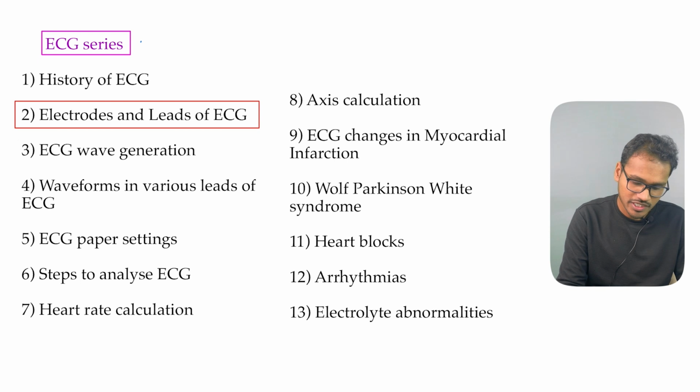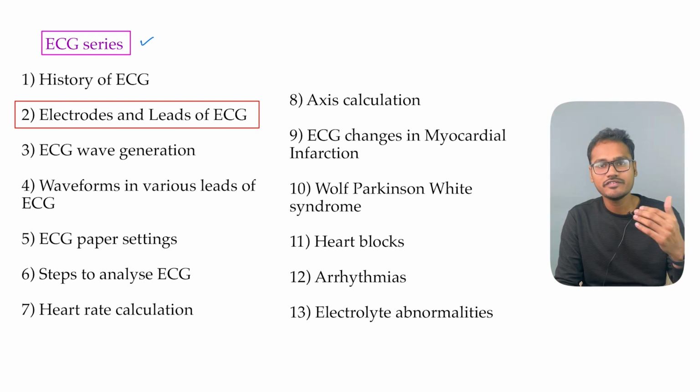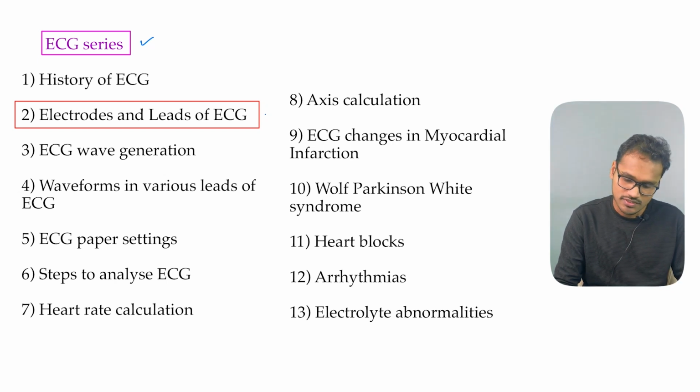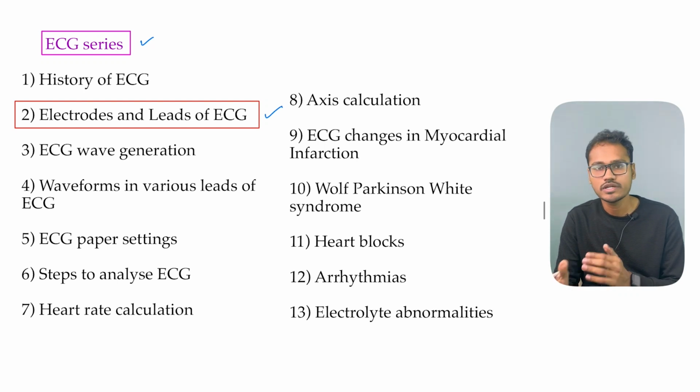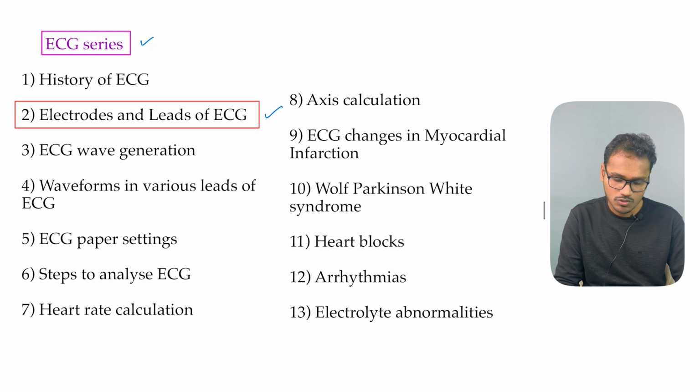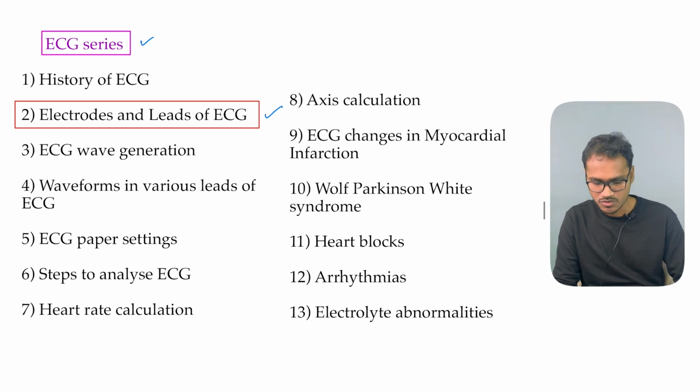Today we are going to continue our ECG series. In the previous video we saw the history of ECG and Einthoven's role in inventing the ECG, along with various other scientists. In today's video, we are going to see the electrodes and leads of the ECG. What are electrodes and leads, and how many different types of leads do we place to record an ECG? We are going to understand these concepts today.